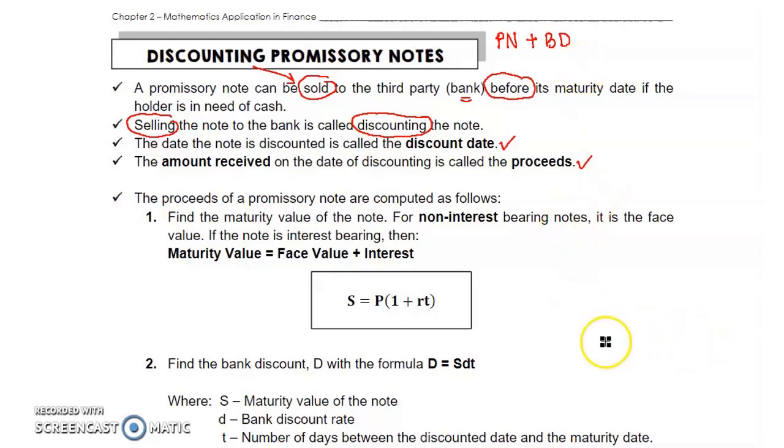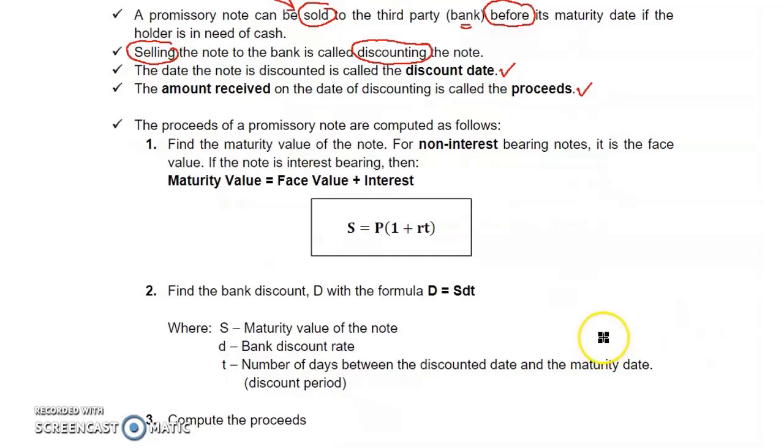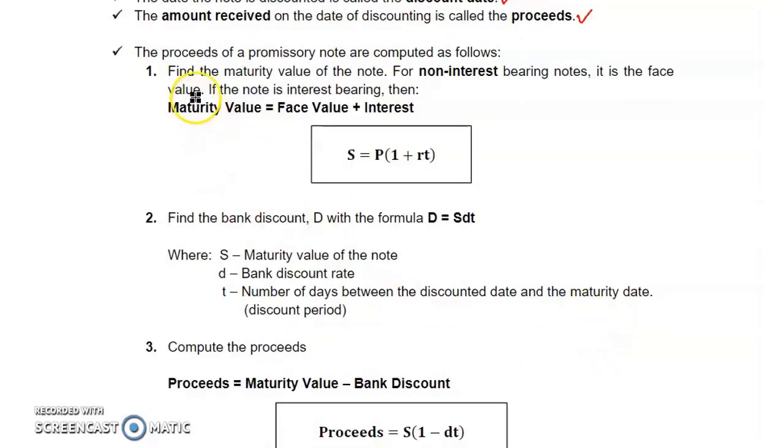Now let's look at how we can find the proceeds. As usual, find the maturity value first. The maturity value is value S. How do we find value S? We use the formula S equals P(1 + rt). For non-interest-bearing notes, there is no interest, so r equals 0%. If r equals 0%, S will be equivalent to P, the face value or the principal.